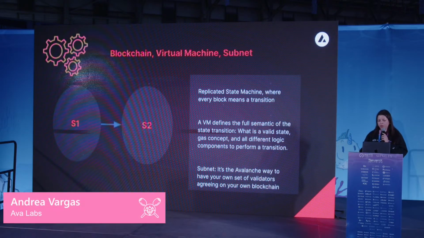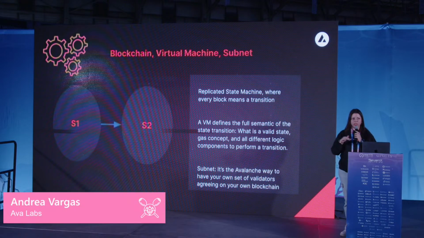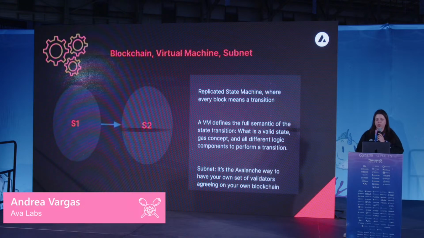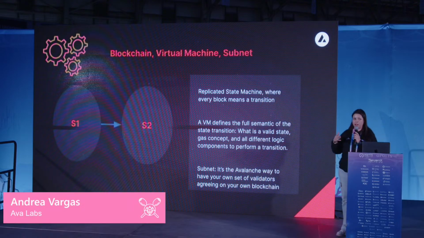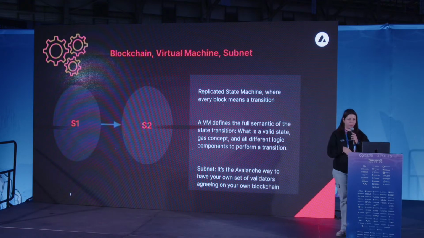Okay, so before we start, it's great to have a common background on what blockchain virtual machines are, and also a subnet, which is a concept in Avalanche where you can launch your own chains. This will be important in the context of stateful precompiles, because in order to have a precompile, you will need to have your own chain or make the whole network accept your precompile.